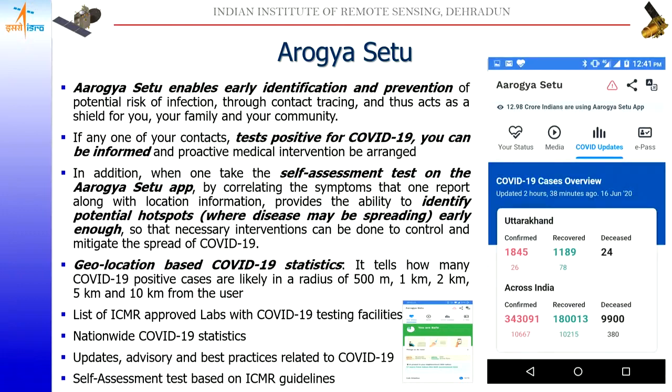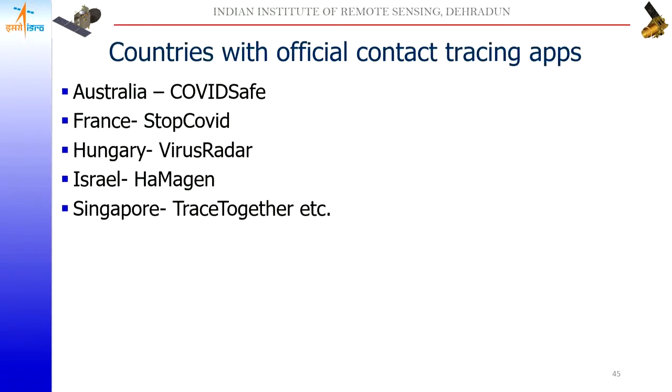The other important thing is that in this single app, the information about COVID, for example in Uttarakhand, what the status is, is updated as and when cases are reported, and we can also access the information at the state level and the India level. So all the information that we need is readily available in this single application. Now, various countries are using contact tracing apps, such as Australia, France, Hungary, and Singapore. So it becomes quite useful to use those applications.